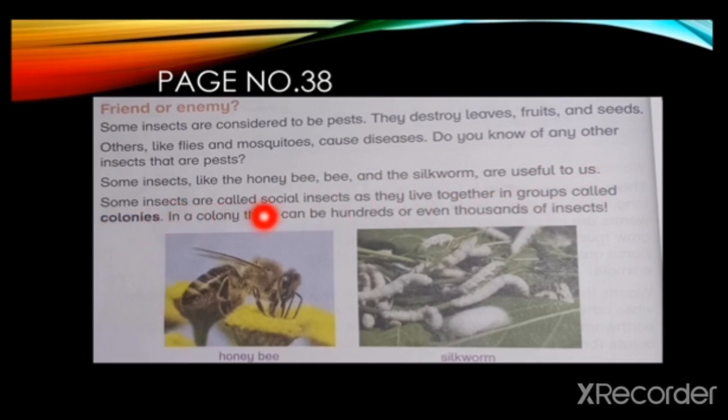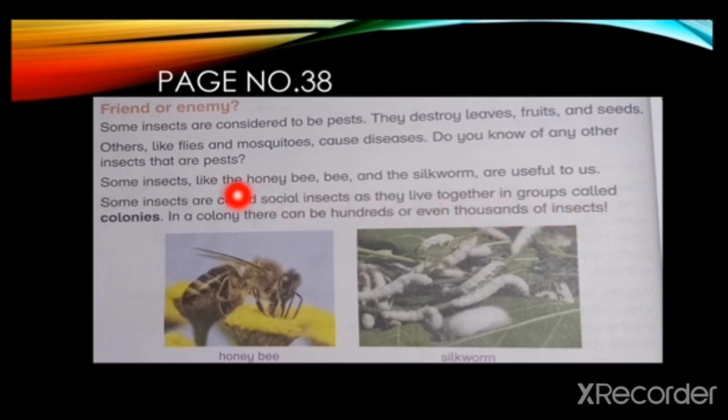Some insects are called social insects, as they live together in groups called colonies. Social insects की definition क्या है, you can see this one. Some insects are called social insects as they live together in groups called colonies. In a colony there can be hundreds or even thousands of insects.